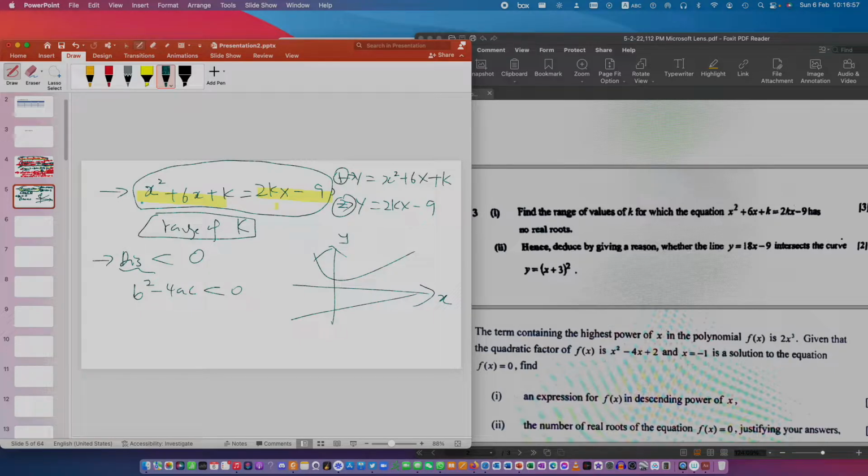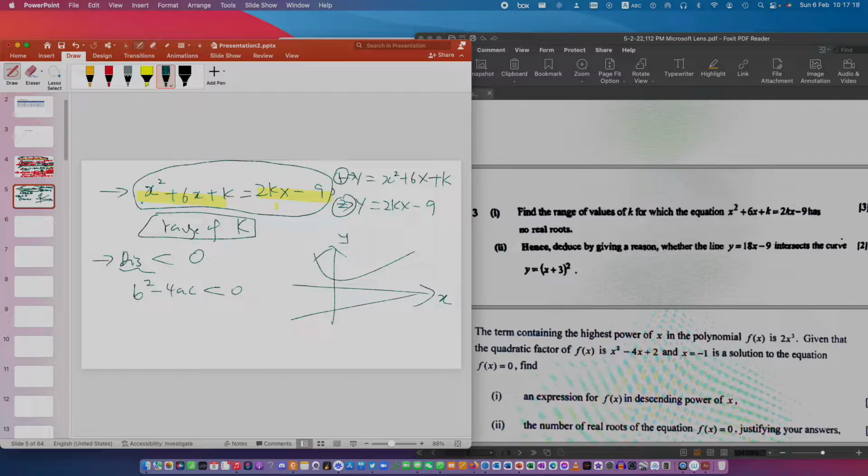You need to park everything on one side. What I see is you move this, it becomes minus. Very good. Now you have to take out your a, your b, and your c. Make sure your abc is correct. a is the coefficient of x squared, which is 1. b is 6 minus 2k. Very good. And then c is this.